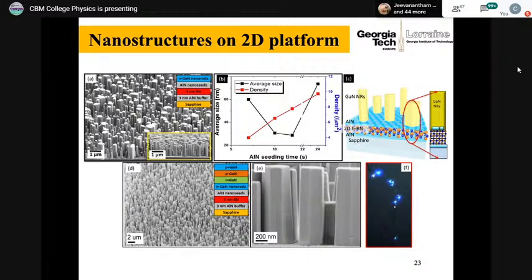So here what I am showing is just gallium nitride nanorods. The size and density of these nanorods can be controlled by just using a seeding time or seeding layer growth time. So here I have represented it. Not only gallium nitride, we can do an entire LED structure as shown here on these gallium nitride nanorods, and we can have the same quality preserved without any problems. So here you can see blue light coming from some of these nanorods already.